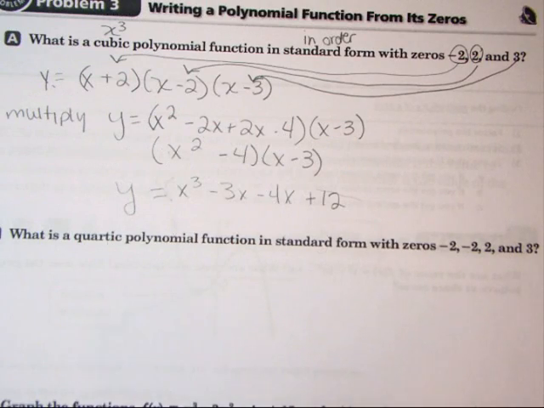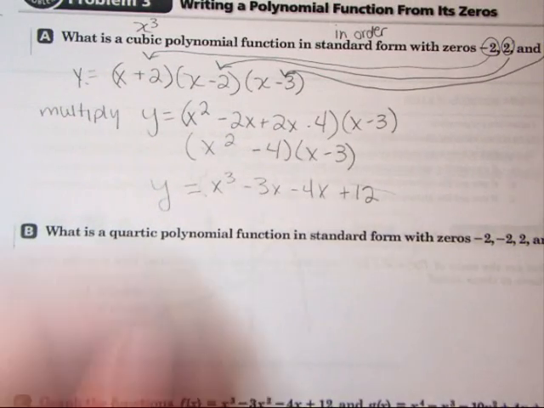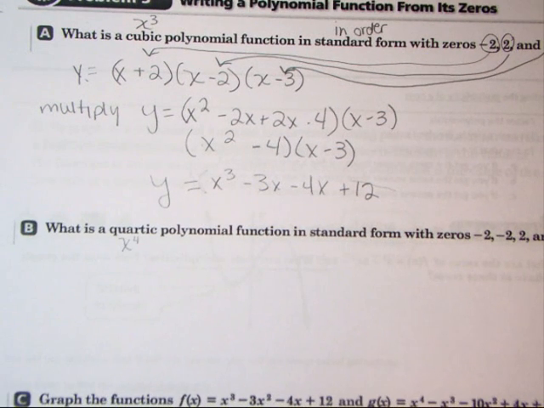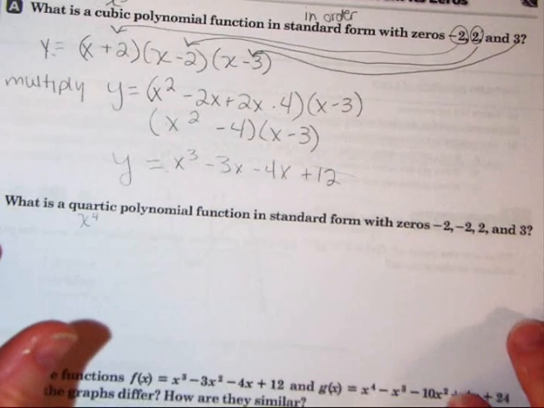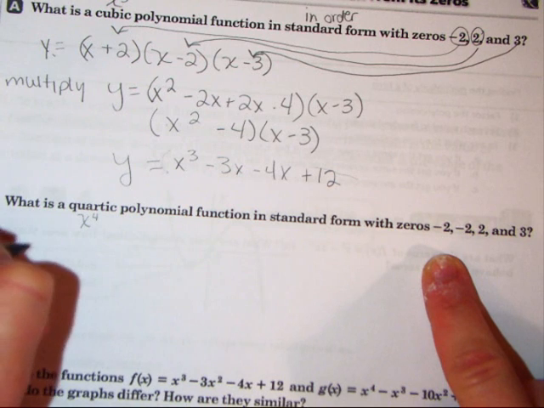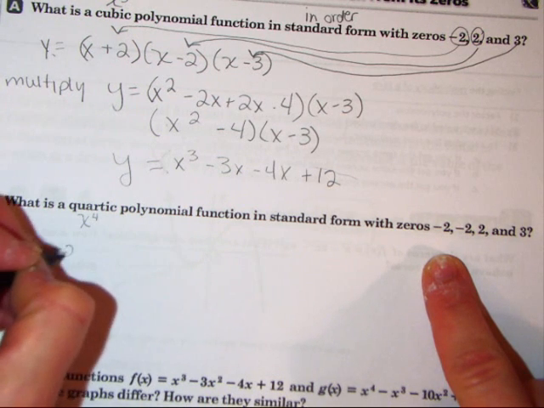On part B, you'll notice it's going to ask us for a quartic polynomial. That means you're going to have an x to the 4th power in standard form, and these are our zeros. You ready? So when we make these in parentheses, we're going to get y equals x plus 2. That takes care of that one.